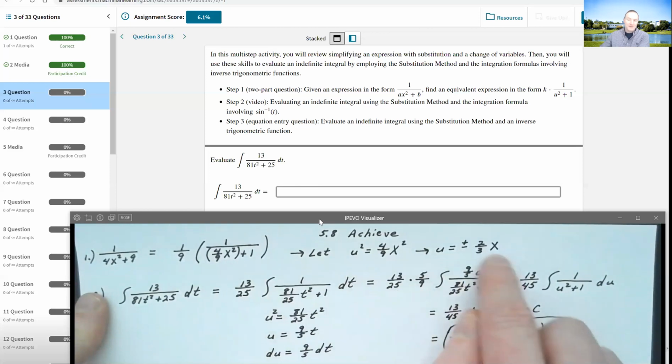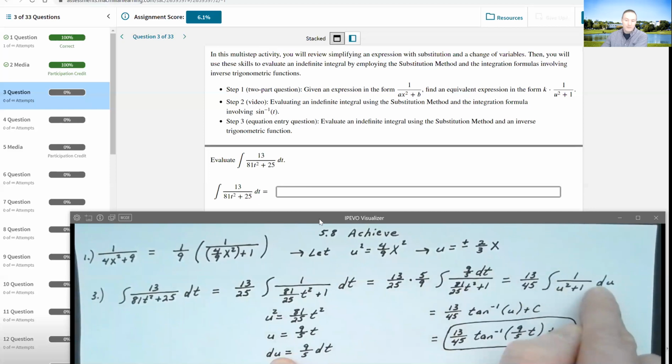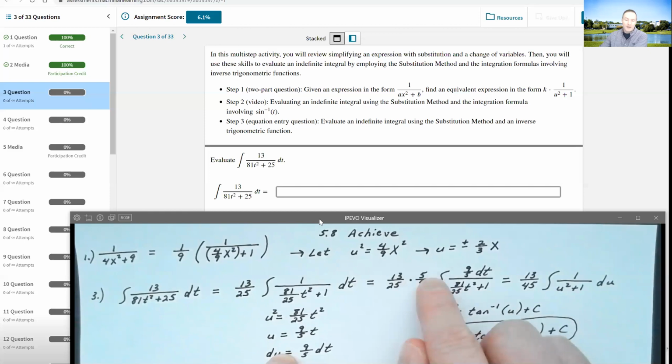Now this 9/5 dt, we know becomes du. That's where that came from. And the rest is just going to become 1 over u squared plus 1, which by definition is your inverse tangent of u. So when I integrate this, I'll get inverse tangent of u plus the constant of integration. When I simplified the factors that I had on the outside, I got 13 over 45.